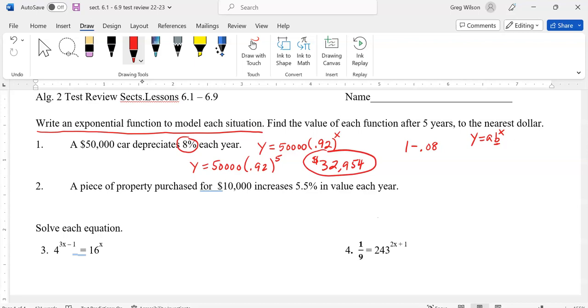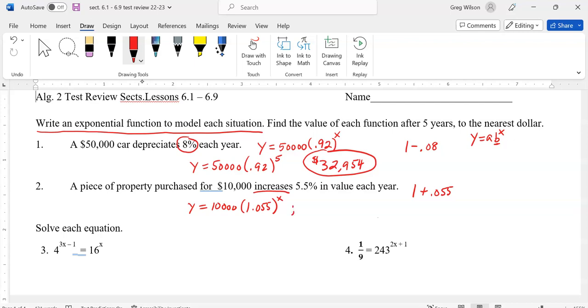Number 2 represents exponential growth. So same basic equation, function, started off at 10,000. That's the initial value. So for a growth factor, notice I still start with the number 1, but I'm going to add the rate of growth as a decimal. So 5.5% in decimal form is 0.055. So when I add these two together, that's what B is. All right, so there is my function that models this situation.